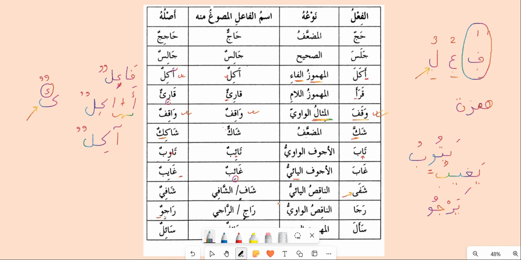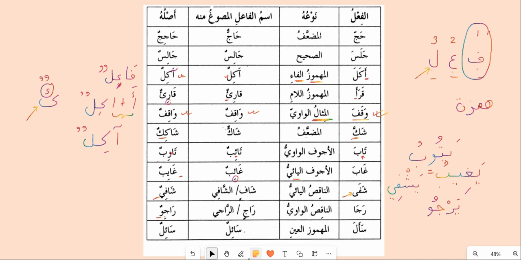And I think I missed this. Sorry, shafa. This is naqis al-ya'i because in the present tense it will change to yashfi. That's why it's called naqis al-ya'i. So you have your scale shafiyun. We will change this ya and make it ism manqus: shafin.